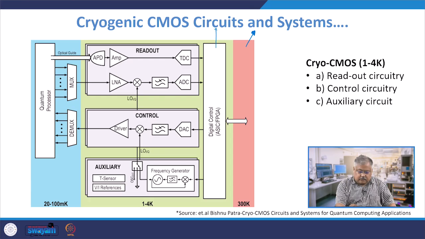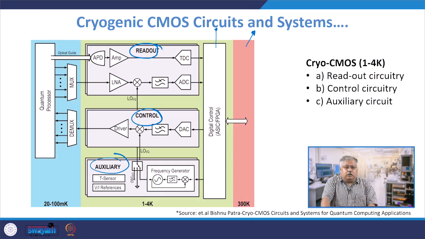I have digital and ASIC digital blocks where you insert the logic, and this is sitting at 4 Kelvin. We have a readout circuitry, a control circuitry, and an auxiliary circuitry. These three circuitries are part of the overall readout network of the design. The final one comes at 20 millikelvin, where the quantum processor sits, with a mux and a demux, optical guide, and so on, all at millikelvin. In our next lecture, we will start going through all these operations in a detailed manner.